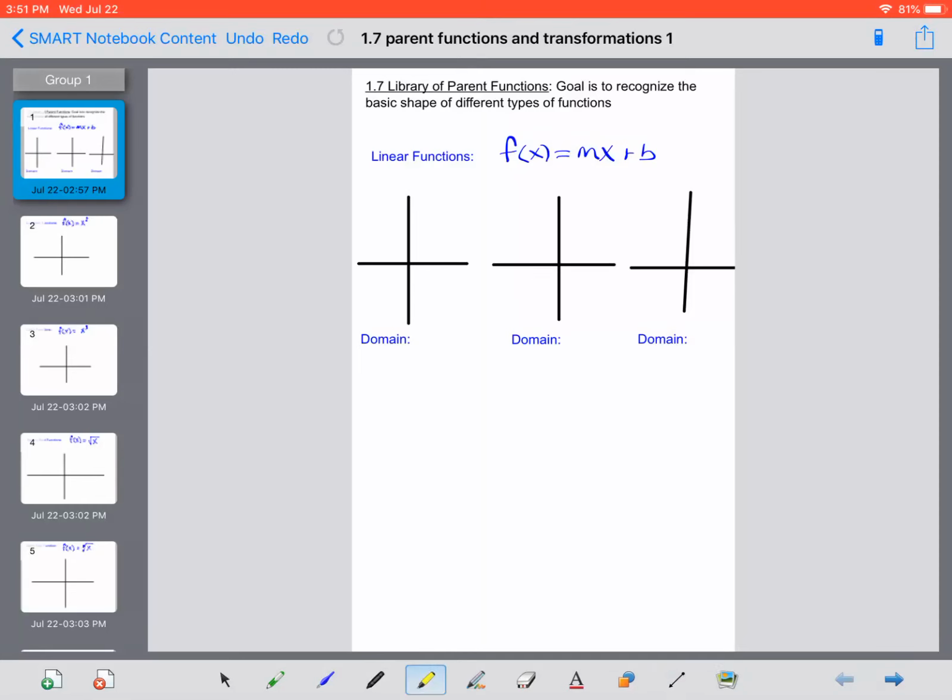A linear function is going to be a function of the form f of x equals mx plus b. Remember, f of x is telling you the output or the y value for this graph. And so this is going to be an equation in slope-intercept form, where m is the slope and b is the y-intercept. So what this graph looks like is going to depend a lot on m, right? M represents the slope. That's the rate of change.